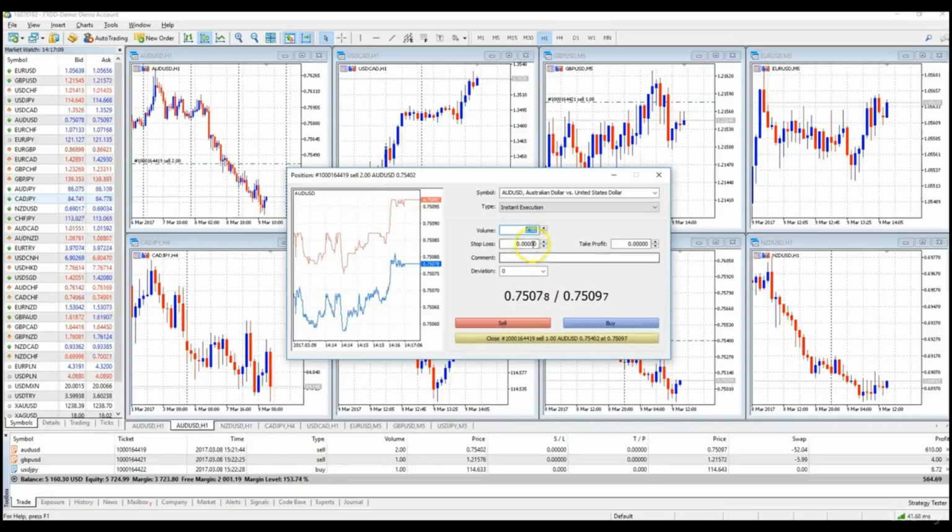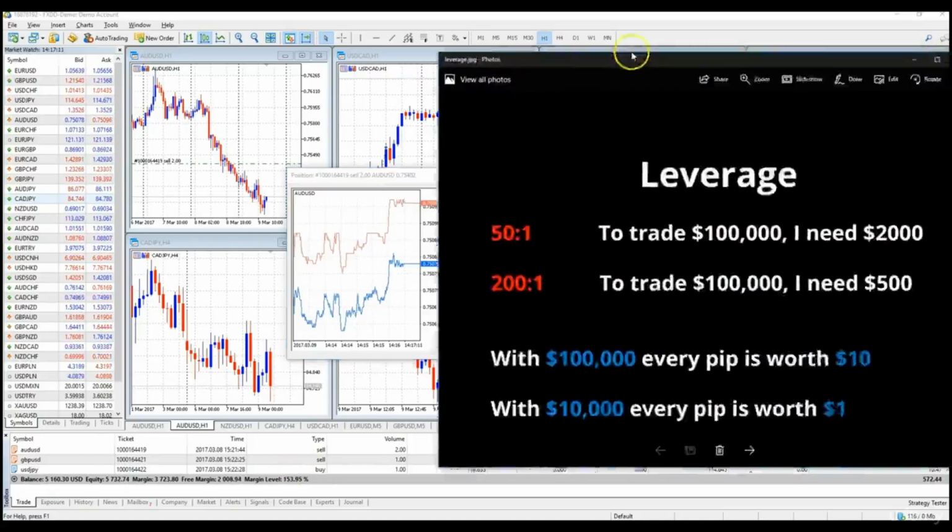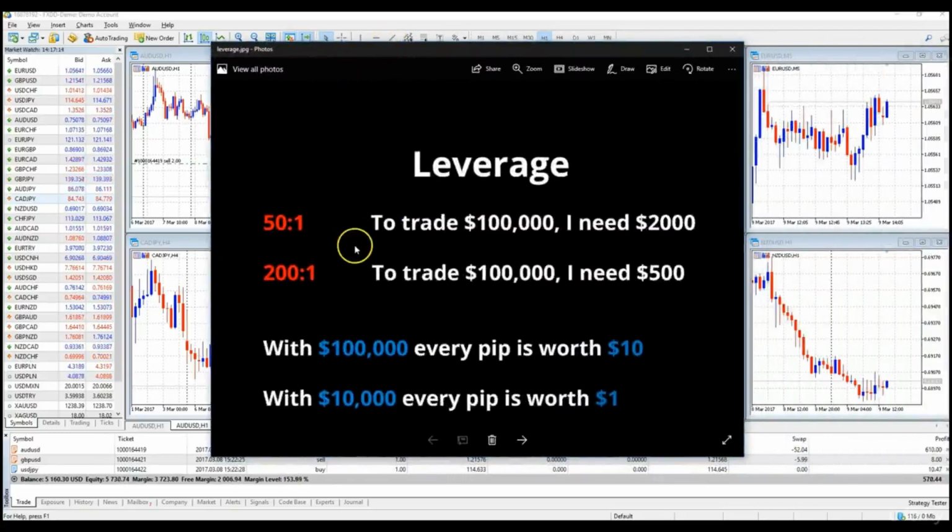Okay, so if I wanted to trade $100,000 with leverage of 50 to 1, I would need $2,000 in my account. Now, if I had a leverage of 200 to 1 and I wanted to trade 100,000, all I would need is $500. And when you trade $100,000, every pip is worth 10 bucks. And when you trade $10,000, every pip is worth $1. Okay, so you guys can go ahead and pause the video and just remember this. Okay? And I'll just explain a little bit further what I mean by this.